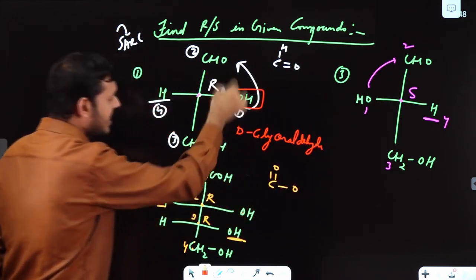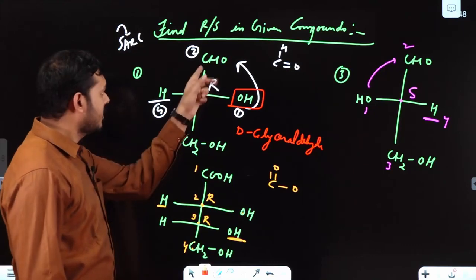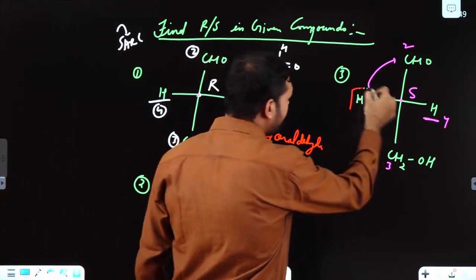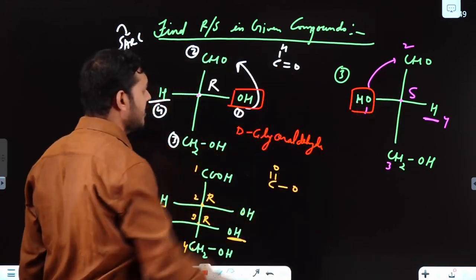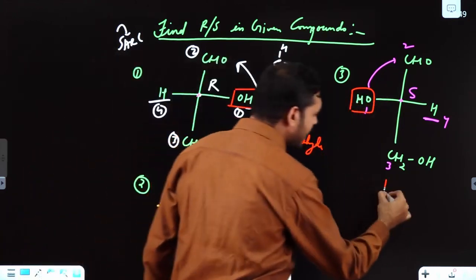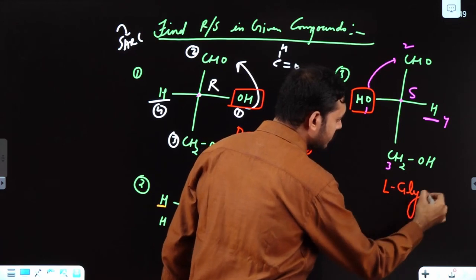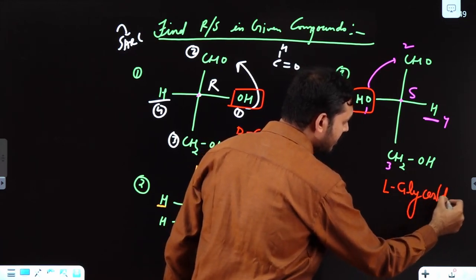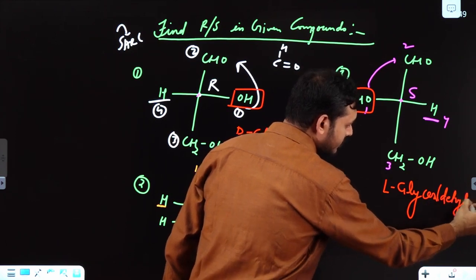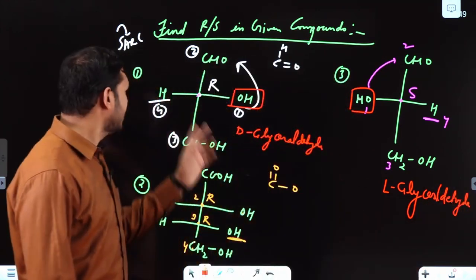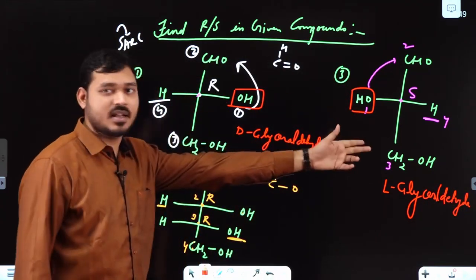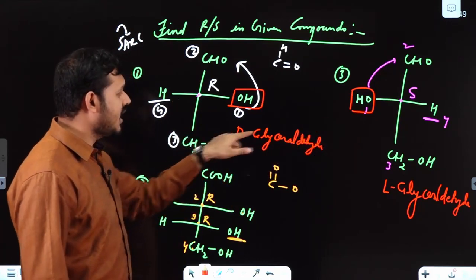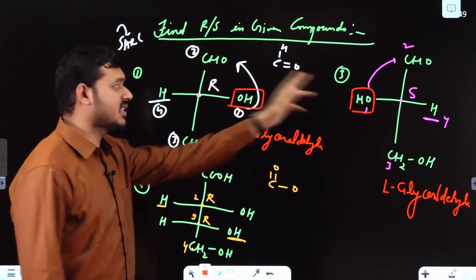It is our D-glyceraldehyde, okay? Upside functional group, this formula. And this formula, if you remember, actually 1 and 3 are mirror images, if you see. So it is our L-glyceraldehyde, okay? Clear? So this is D-glyceraldehyde, this is L-glyceraldehyde. Done? Now, there is no relation between DL configuration and RS configuration.